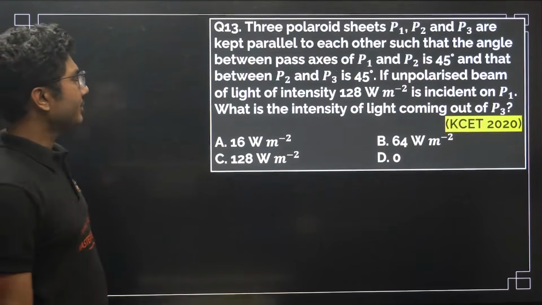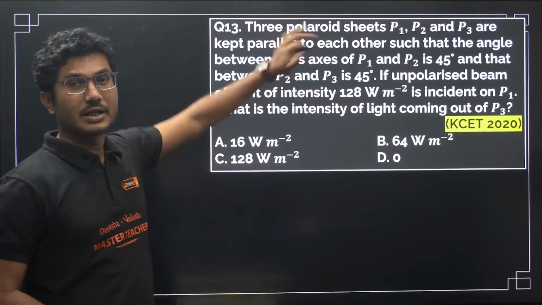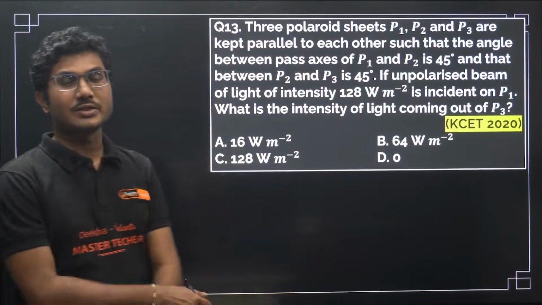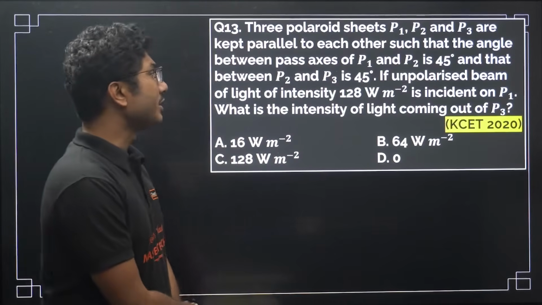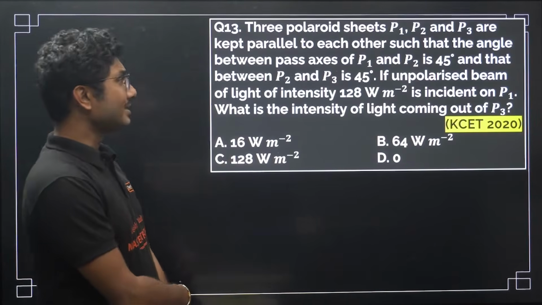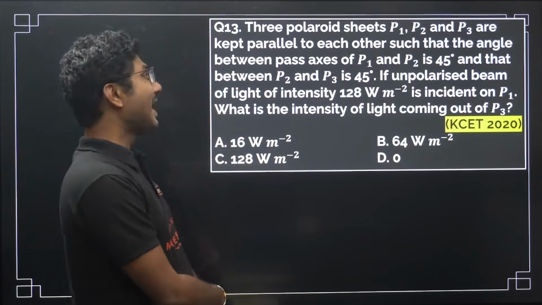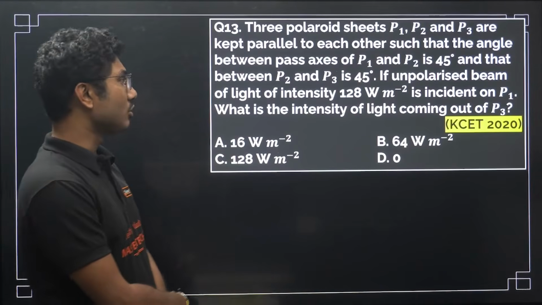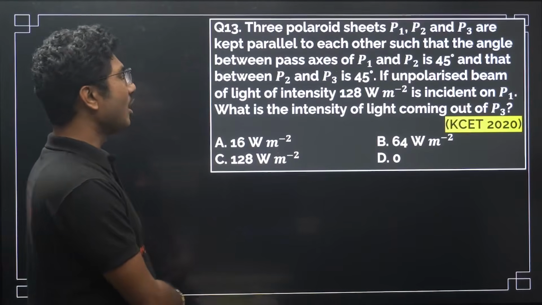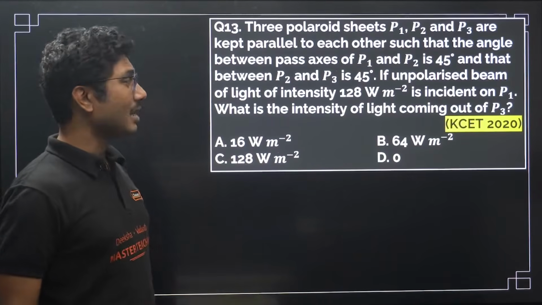Now next question, 3 Polaroid sheets. This type of question, as you can see, repeatedly comes year after year. Last year it did not come, but almost every other year you will see one such question. Three Polaroid sheets P1, P2 and P3 are kept parallel to each other such that the angle between the pass axis of P1 and P2 is 45 degrees and that between P2 and P3 is also 45 degrees. If an unpolarized beam of light of intensity 128 watt per meter square is incident on P1, what is the intensity of the light coming out of P3?